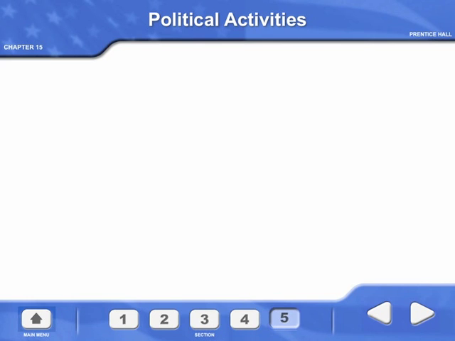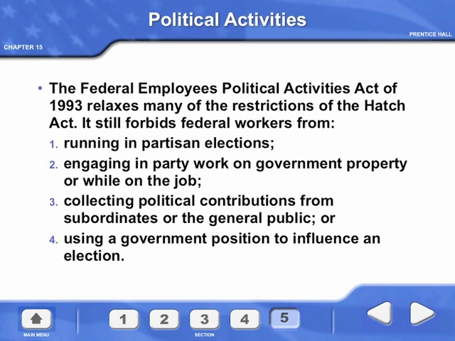Political activities: the Federal Employees Political Activities Act of 1993 relaxes many of the restrictions of the Hatch Act. It still forbids federal workers from running in partisan elections, engaging in party work on government property or while on the job, collecting political contributions from subordinates or the general public, or using a government position to influence an election.